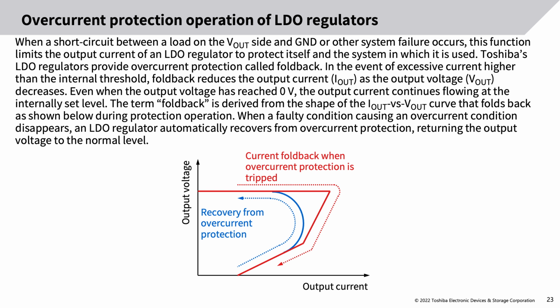In the event of excessive current higher than the internal threshold, foldback reduces the output current, I-out, as the output voltage, V-out, decreases. Even when the output voltage has reached 0 volts, the output current continues flowing at the internally set level. The term foldback is derived from the shape of the I-out vs V-out curve that folds back as shown below during protection operation. When a faulty condition causing an overcurrent condition disappears, an LDO regulator automatically recovers from overcurrent protection, returning the output voltage to the normal level.